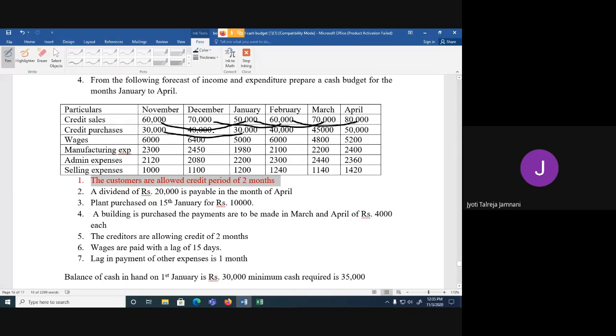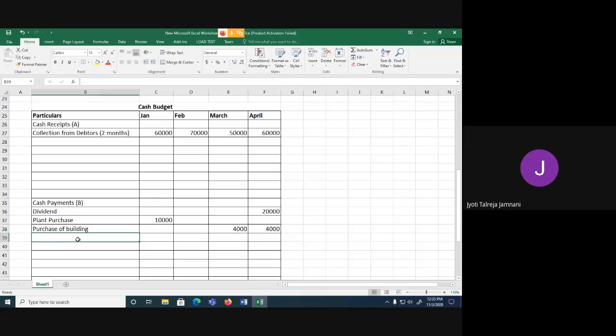What you purchased in December, 40,000, you can pay it in February. What you have purchased in January, 30,000, you can pay it in March. And what you have purchased in February, you can pay it in April. So after 2 months. So November purchase, I'm leaving November, December, and I'm paying it in Jan. December 40,000, I'm leaving December, January, and paying it in Feb. So 2 months gap we have to keep and we have to make the payments. So credit purchases. So you write here payment for purchases.